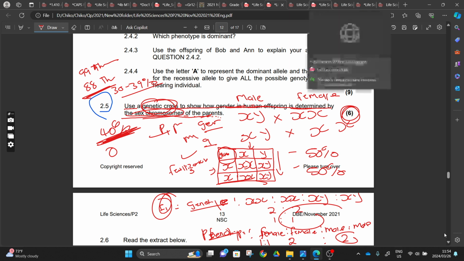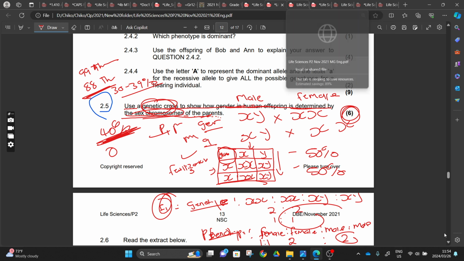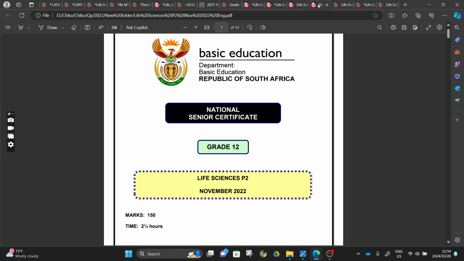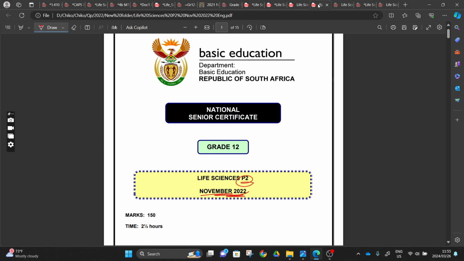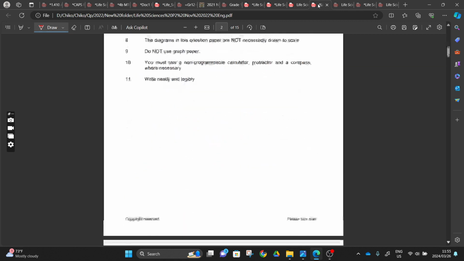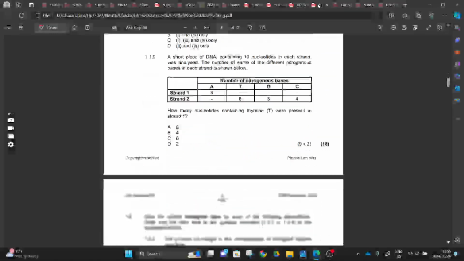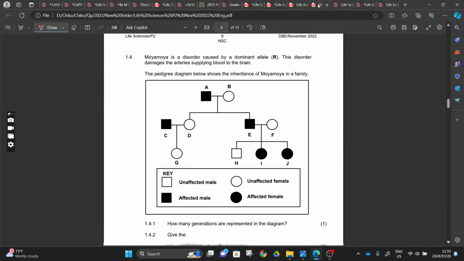2021. Now we move to 2022, Paper 2, November again. So we go down, you scan. I told you how to scan. Let's use another example of scanning.